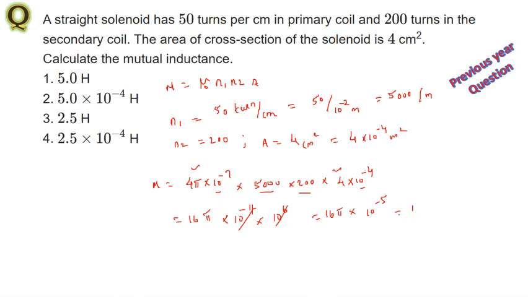So here 16 means 16 into 22 divided by 7 into 10 power minus 5. Or else you can mention here 16 into 3.14 into 10 power minus 5. So what you are having here is, if you multiply, 16 into 3 is around 48, you just multiply here, 50.26 into 10 power minus 5, or else M is equal to 5.026 into 10 power minus 4 Henry. So answer in this case.